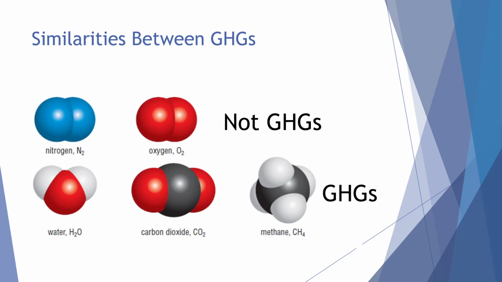If we take a look at some common gases, let's look at nitrogen and oxygen, for example. Those are diatomic, N2 and O2, versus water, carbon dioxide, and methane, which are greenhouse gases. There are similarities and there are differences, but again, the focus on climate change and rising global temperatures is these greenhouse gases that have been artificially pumped into our atmosphere.